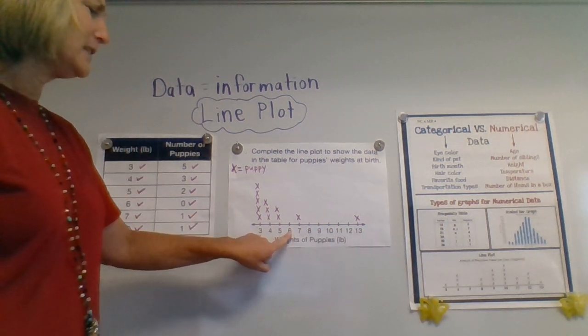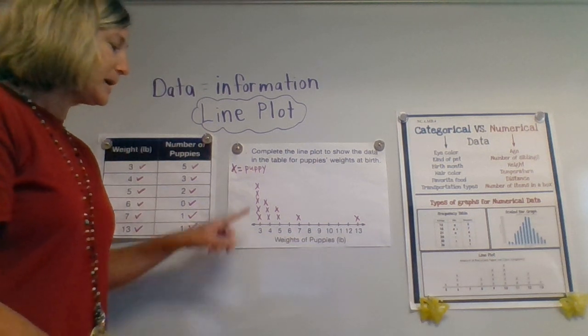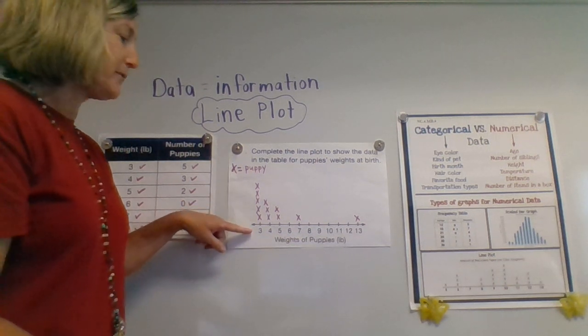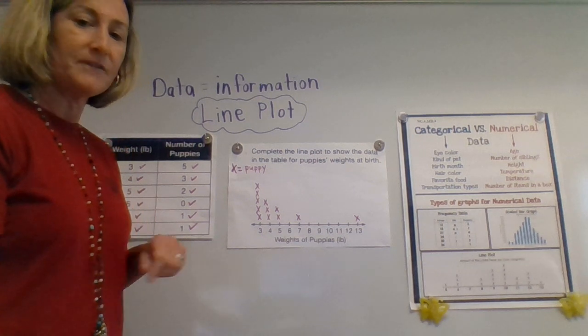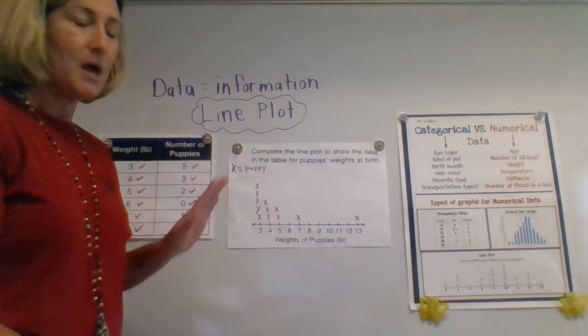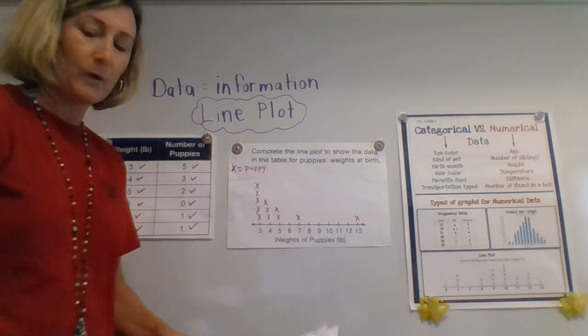Okay, now why do we not look at 6, 8, 10, and 12? Because we don't have any information for those. We don't have any X's on top. So we don't look at those, okay?